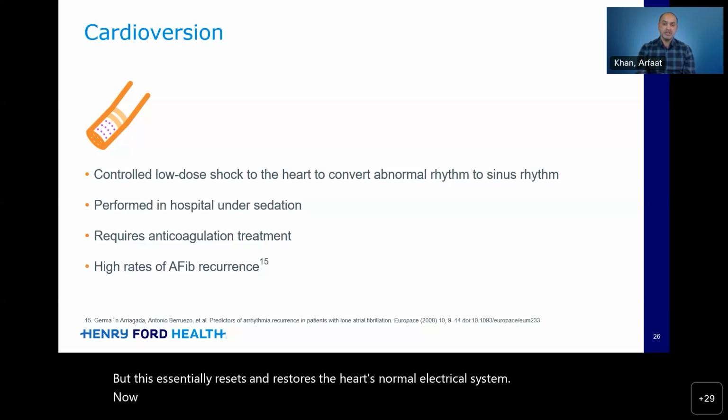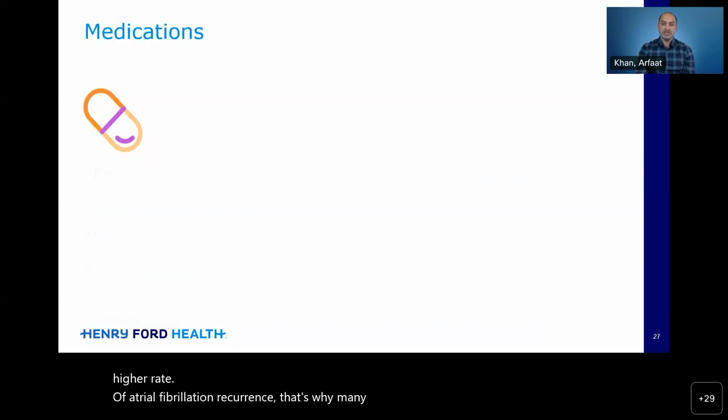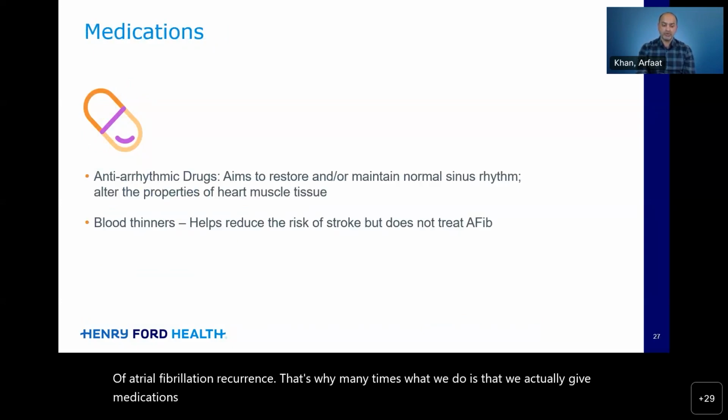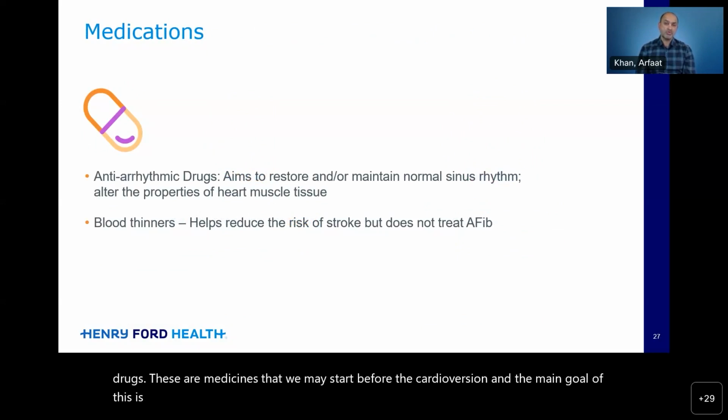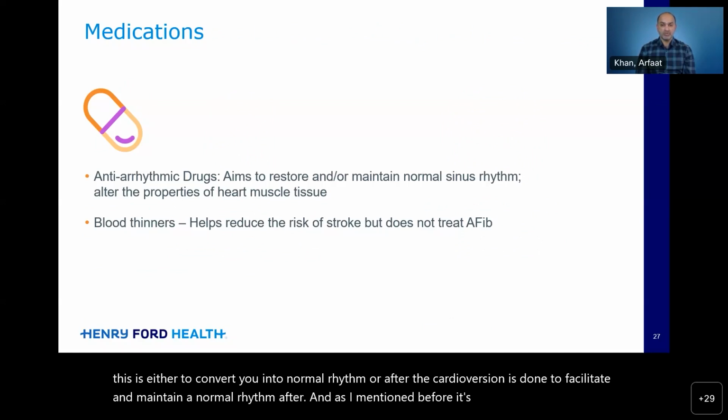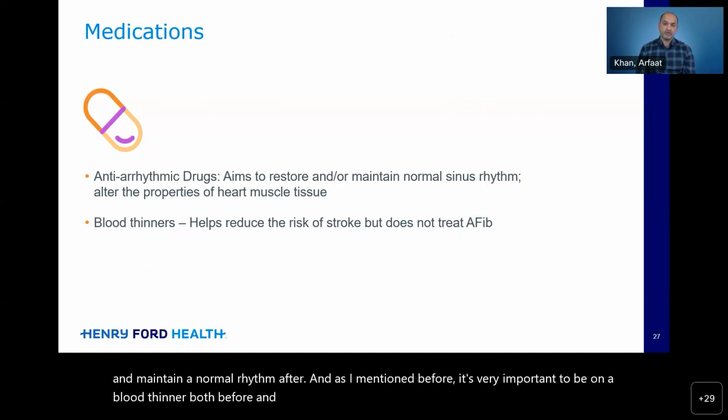Now, with this condition, since you're not going to the cause or the root of the problem, there is a high rate of atrial fibrillation recurrence. That's why many times we actually give medications along with doing a cardioversion, and these are basically called antiarrhythmic drugs. These are medicines that we may start before the cardioversion, and the main goal is either to convert you into normal rhythm or, after the cardioversion is done, to facilitate and maintain a normal rhythm. And as I mentioned before, it's very important to be on a blood thinner both before and after the cardioversion is performed.